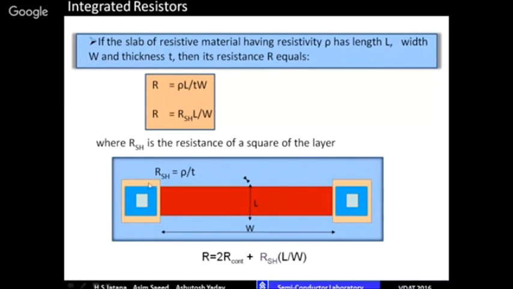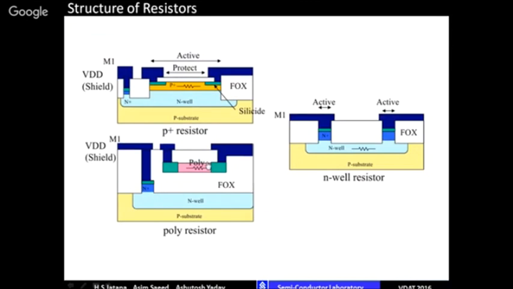There is a fixed resistance of these two contacts, so this will come to R contact. And since this is a diffusion, there will be some sheet resistivity, which is RSH, then RSH into L divided by W. So this comes from R is equal to rho L by A. So what is A? This is W, the area of cross section, W into thickness.